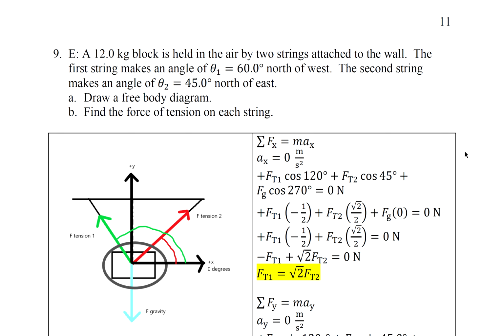Question 9. A 12 kilogram block is held in the air by 2 strings attached to the wall. The first string makes an angle of theta 1 equals 60 degrees north of west. The second string makes an angle of 45 degrees north of east. Part A, draw a free body diagram.